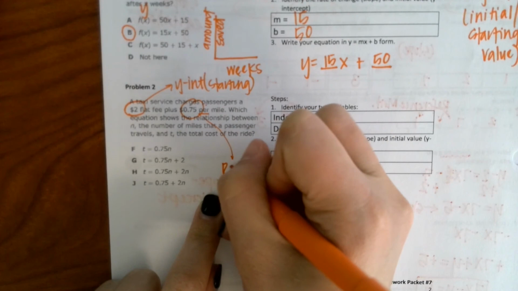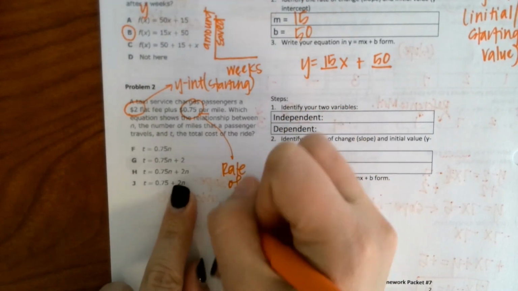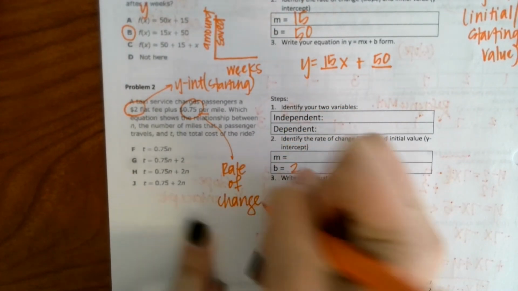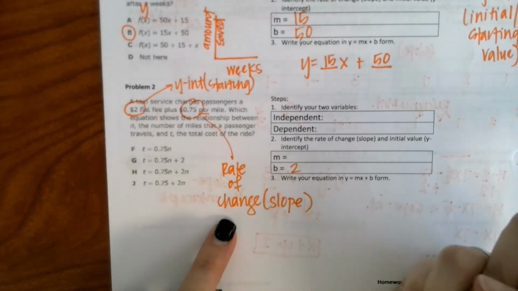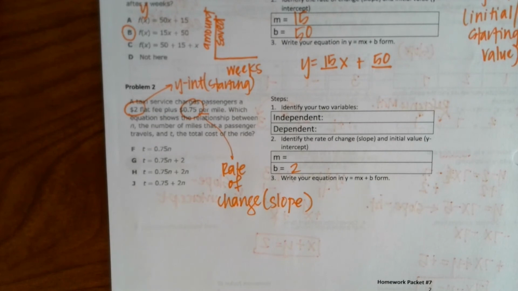Rate of change, which is also known as, nope, other thing, slope. What variable is my slope, M or B? Nope. Yes.